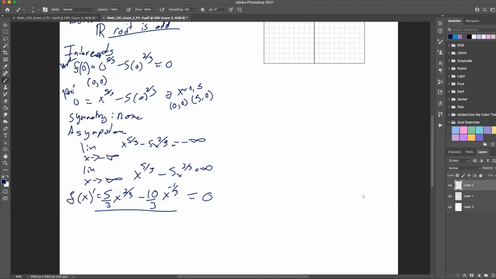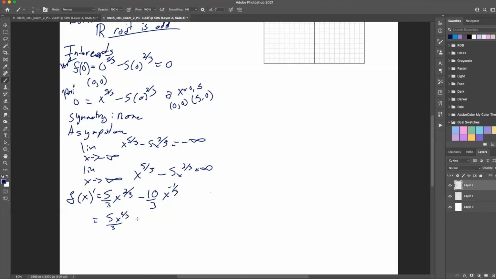Okay, so notice here, and in fact, before I even do this, let me rewrite it real quick, just to make our lives easier. So we have 5x to the 2/3. No, let's not do it that way.